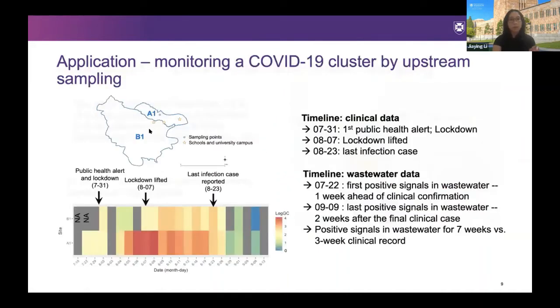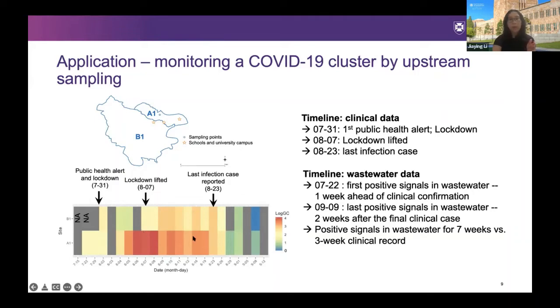This is the zoom-in map of those 2 subcatchments, A1 and B1, and this black arrow indicates the timeline of the cluster based on the clinical data. At the end of July, the first public health alert was announced, and the city ended lockdown. The lockdown was lifted nearly 1 week after, and then the last infected case related to this cluster was reported near the end of August.